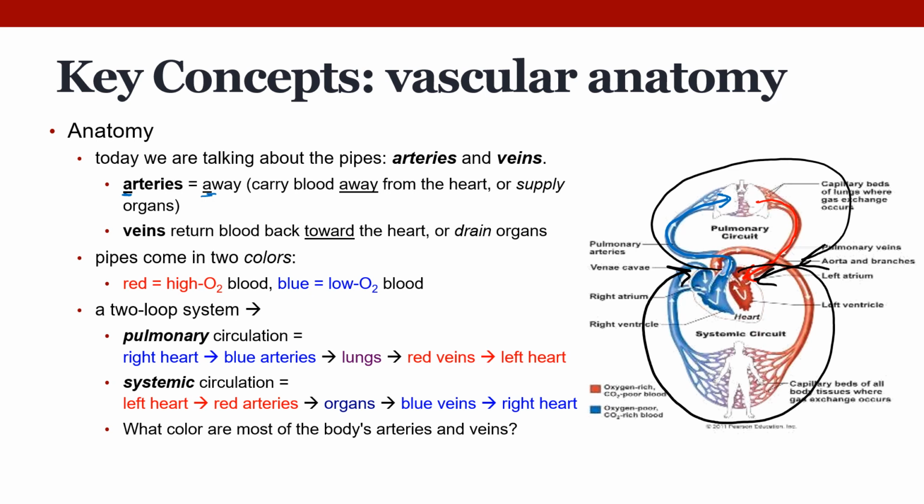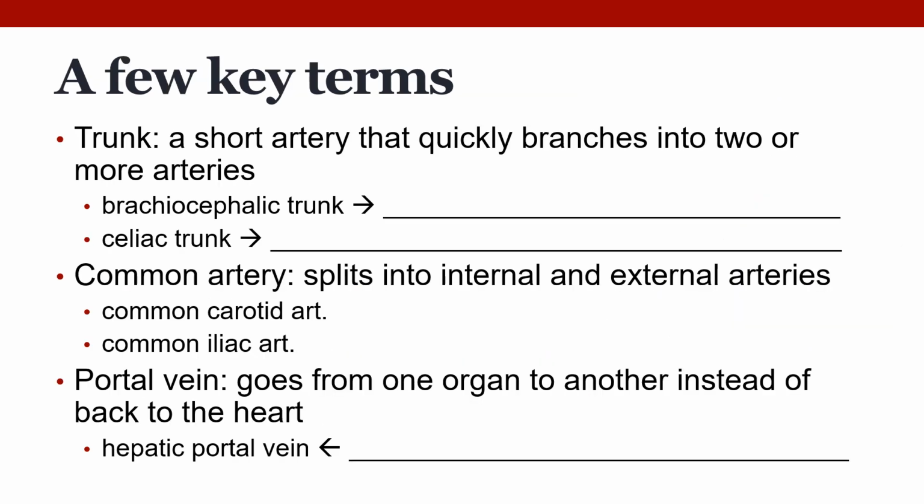So what color are most of the body's arteries and veins? Well, you by far have more arteries and veins in the systemic circuit than you do in the pulmonary circuit. So most of your arteries are red, most of your veins are blue. Okay. Before you go off and study your vascular gross anatomy, I have a few key terms to define here.